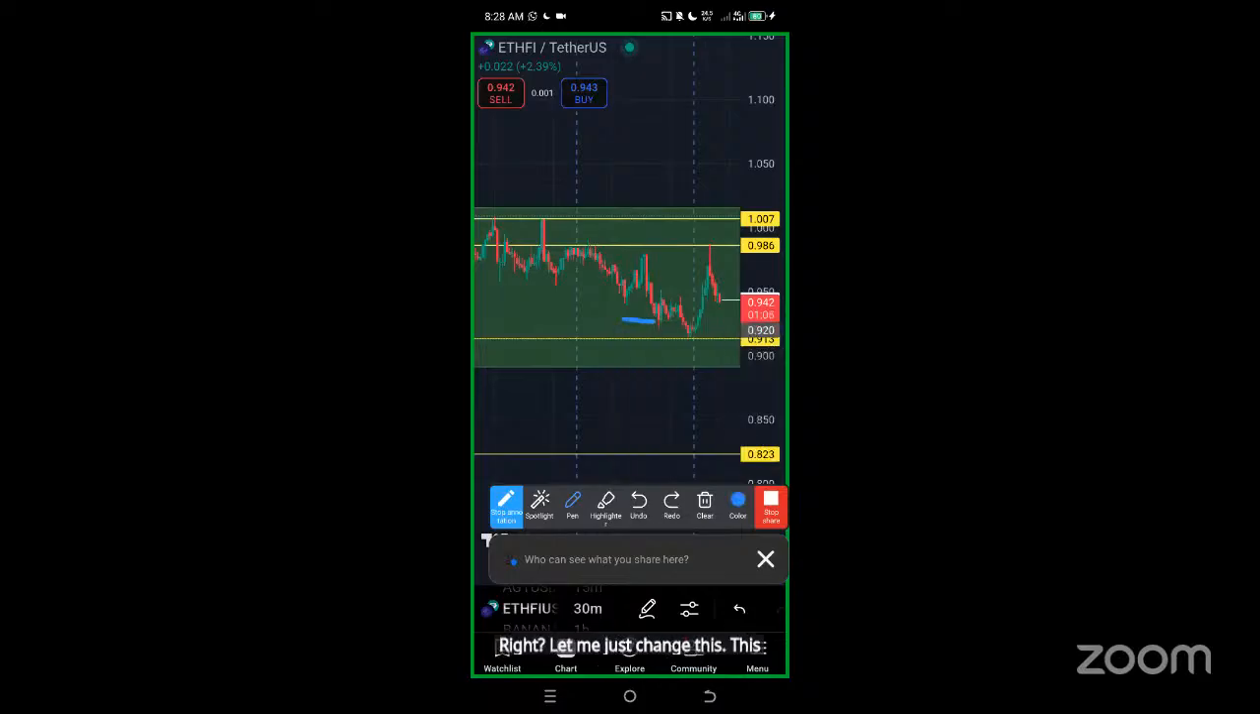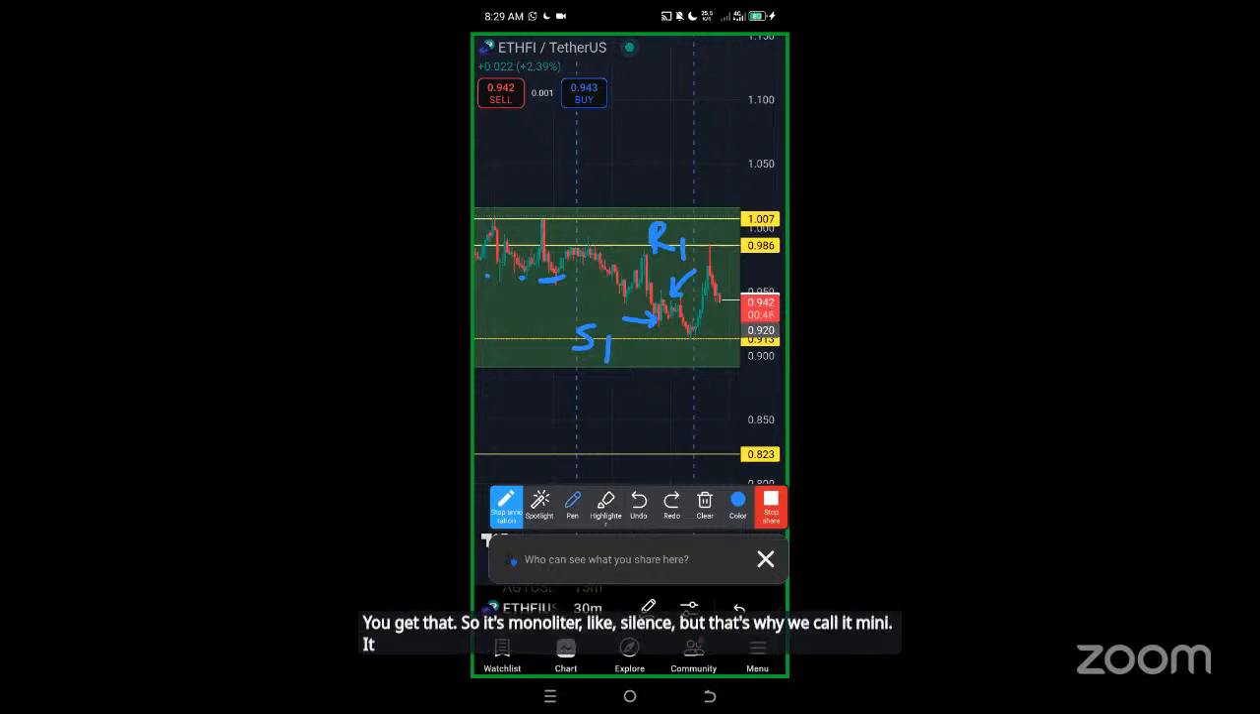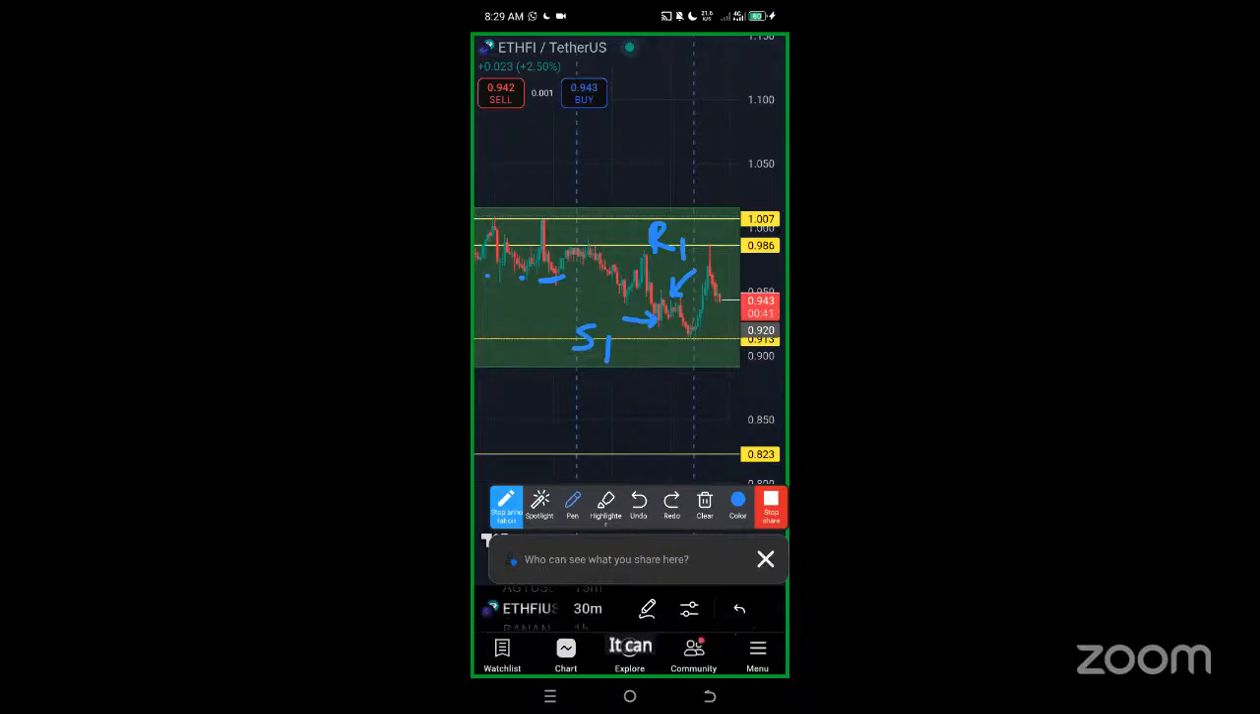This seems to be a price reaction level. This equally seems to be a price reaction level, right? This seems to be a price reaction level, but it is in between R1 and S1 together. So it's more literally like silent. Well, that's why we call it mini. It's more literally like silent, but it can play a big role in terms of price movement. It can play a big role, right?